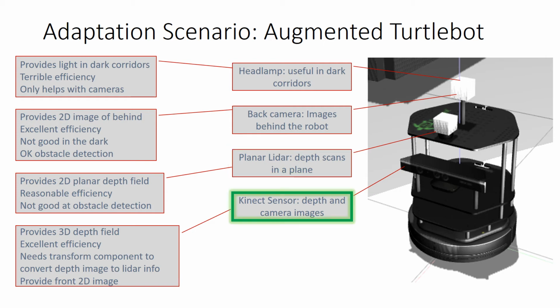Finally, a Kinect sensor is able to provide both 3D point clouds and camera images. It has an excellent energy efficiency, it is good at obstacle detection, and it works well in the dark. It is worth noting that the Kinect requires an additional transform component to convert 3D point cloud data into LiDAR format, which is the one that can be consumed by the rest of the software components in the robot.